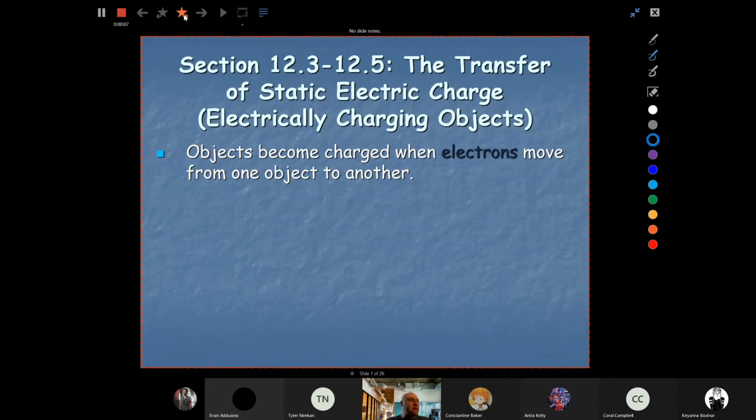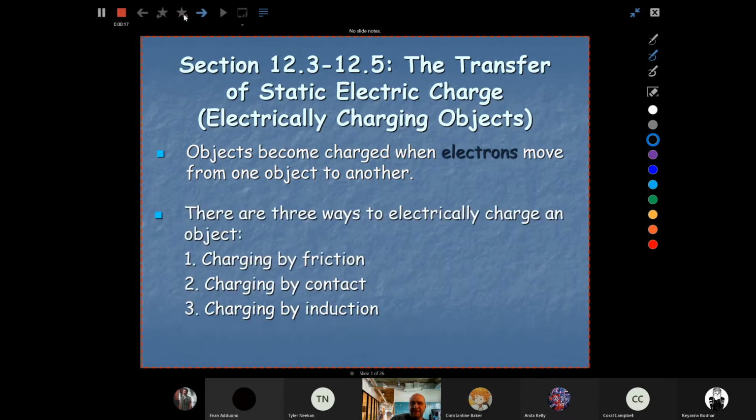Okay, so I'll give you a moment to catch up here. We covered a couple of sections, 12.3 and 12.5, the transfer of static charge, and those are the 3 things we talked about. So I'll give you like 2 minutes to copy that down and we'll move on. And yes, we will be having a quiz following the class here.